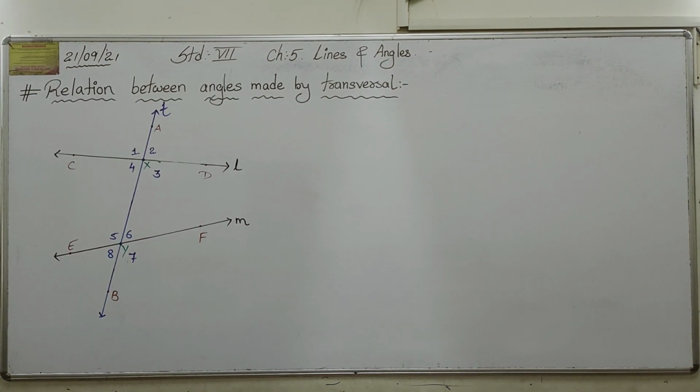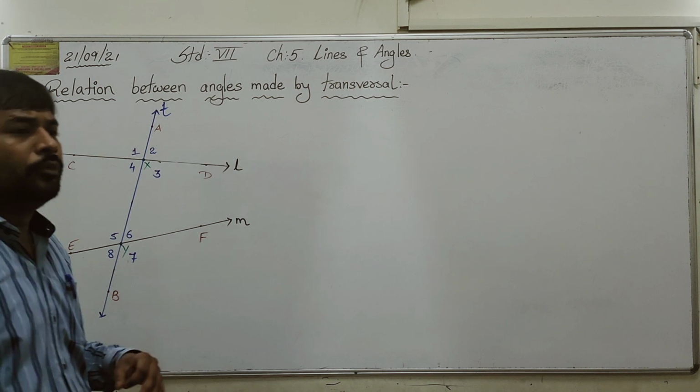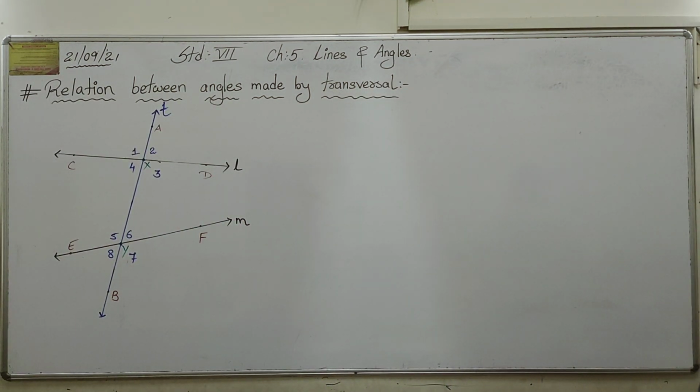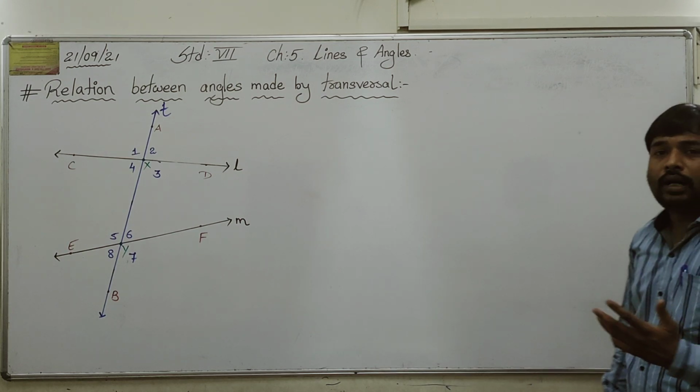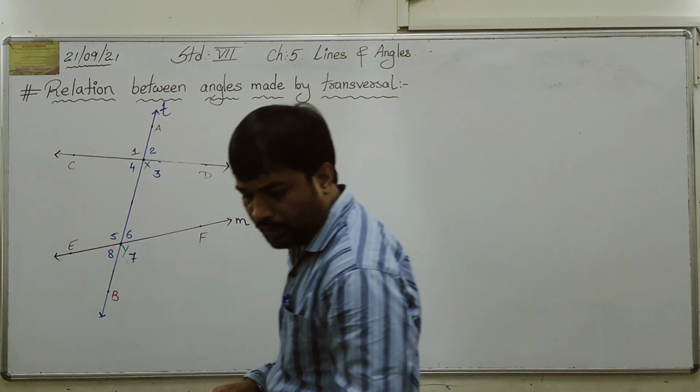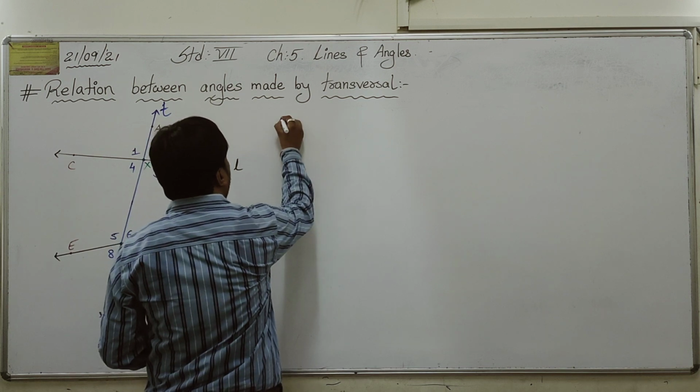Now here is a very important topic, that is the relation between the angles made by a transversal. Very important. If you understand this, you can move further with 8th standard, 9th standard, 10th standard and so on. It is very important, the relation between the angles made by a transversal. The first relation that we are going to see is interior angles.